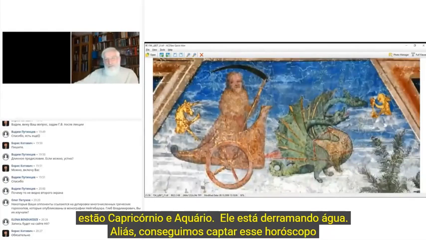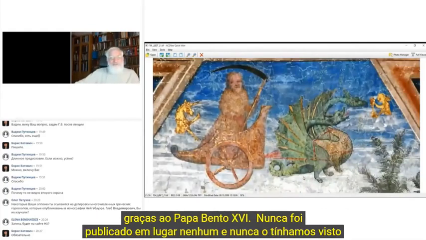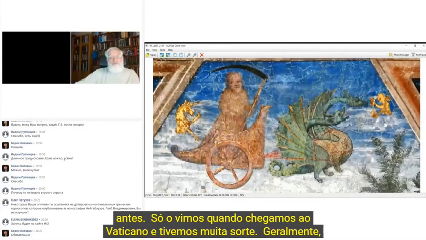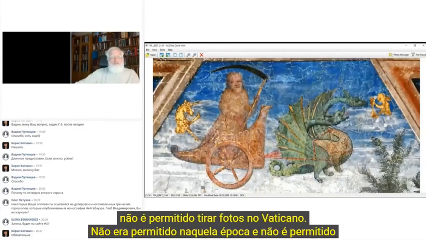He is pouring water. By the way, we managed to capture this horoscope thanks to Pope Benedict. It has never been published anywhere, and we had never seen it before. We only saw it when we got to the Vatican, and we were so lucky. Generally, it is not allowed to take photos in the Vatican. It was not allowed then, and it is not allowed now.